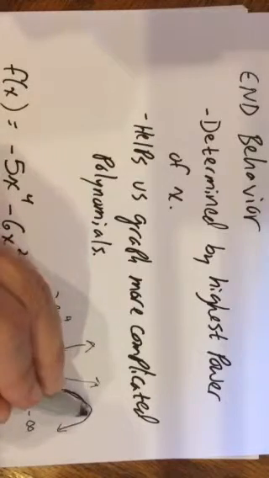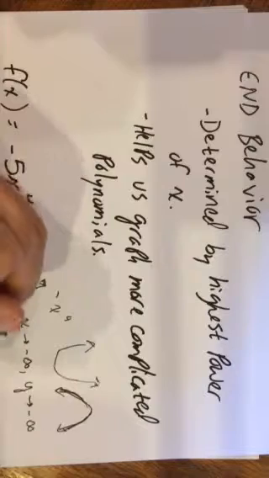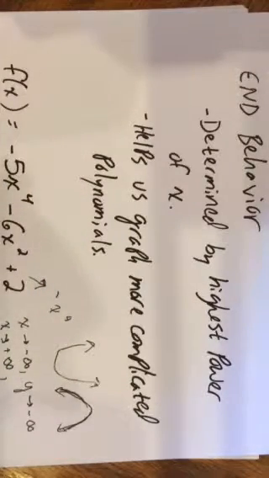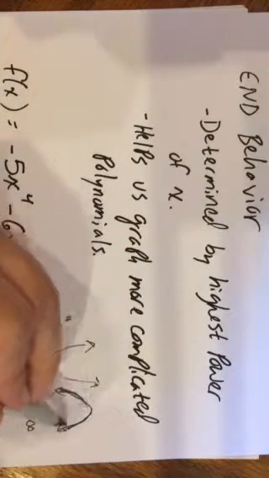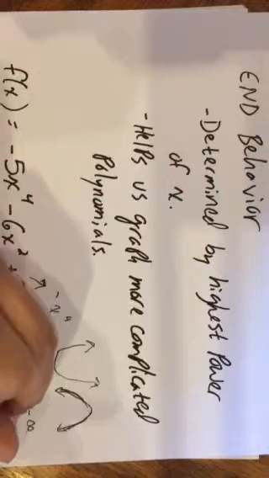On my other side, as x goes to the right, as my graph goes to the right, so as x goes to positive infinity, don't really know if I need positive, but why not? Then my y continues going down. So my y is still going to negative infinity.